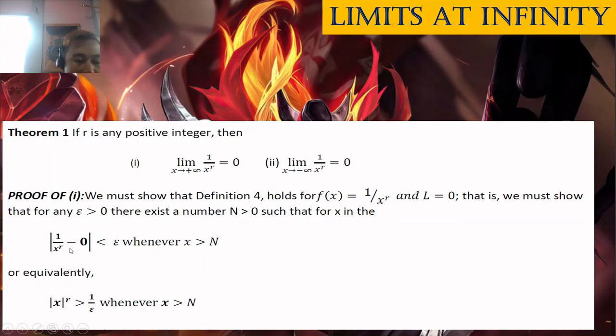Or equivalently, the absolute value of 1 over x to the r minus 0 is less than epsilon. The absolute value of x to the r we move to the other side, so it multiplies epsilon, and then we divide by epsilon. So we have, equivalently, the absolute value of x to the power of r is greater than 1 over epsilon. Did you see this, class?